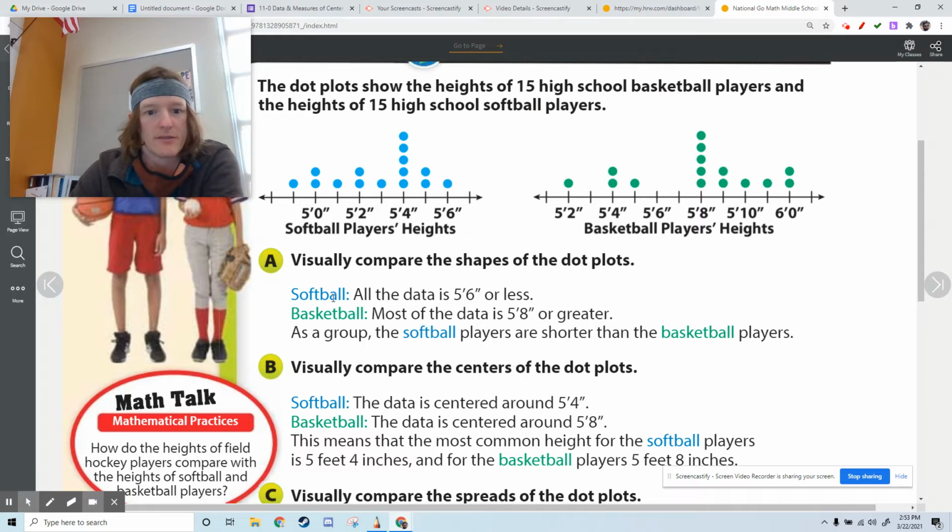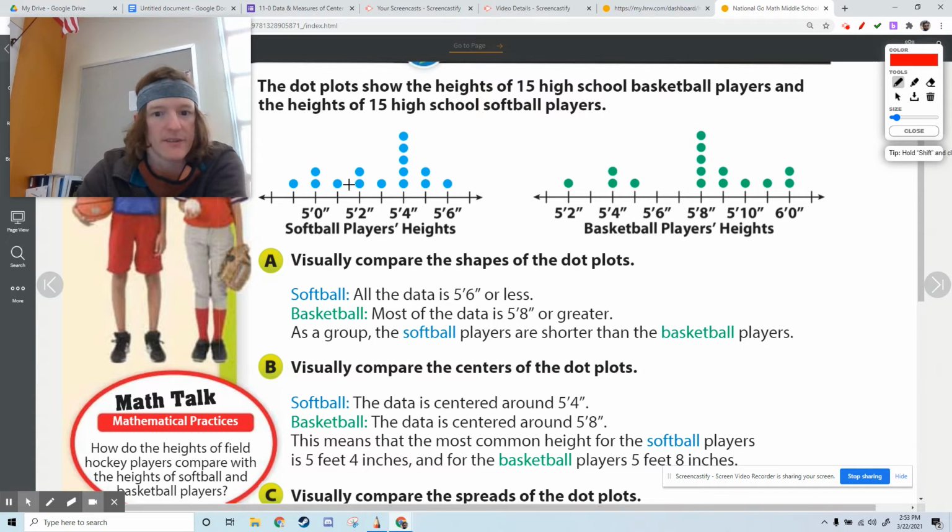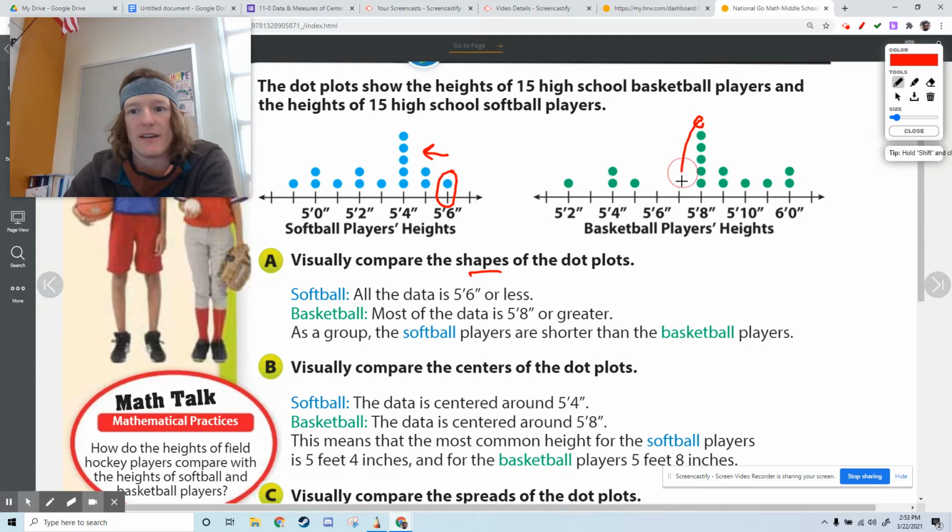What do we notice? So if we visually compare the shapes of these dot plots, softball, most of the data is 5'6" or less. Okay, so that's our shape. It's all less than 5'6". So we start at 5'6" and they're to the left of that. If we look at basketball players, most of our data is 5'8" and to the right. We do have some shorter basketball players, but most of our data is to the right here.